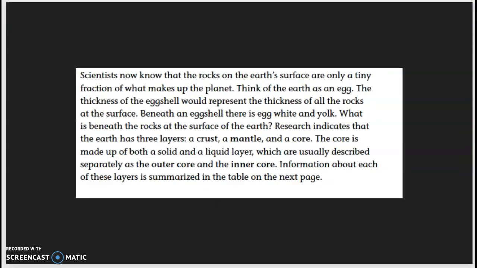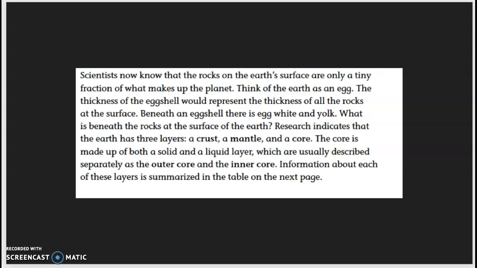Scientists now know that the rocks on the Earth's surface are only a tiny fraction of what makes up the planet. Think of the Earth as an egg. The thickness of the eggshell would represent the thickness of all the rocks at the surface, so the crust. Beneath an eggshell, there is an egg white and an egg yolk. What is beneath the rocks at the surface of the Earth?